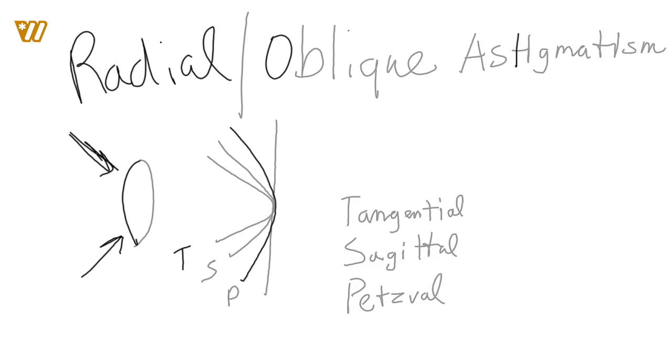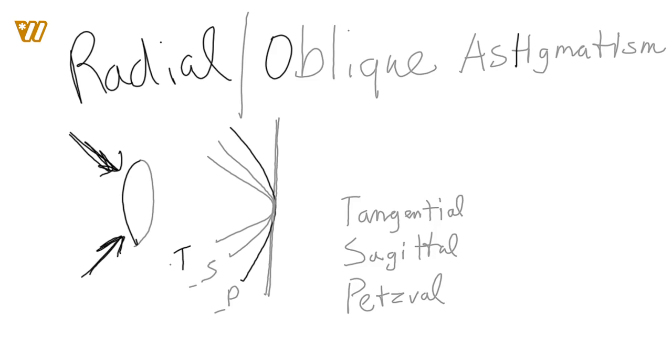They come in at oblique angles, okay? And what happens if we come in obliquely is that instead of getting a line focus, we actually get several curved images. We have three main ones with radial oblique astigmatism: tangential, our T, sagittal, our S, and Petzval, our P. So we've got three main ones to look at.